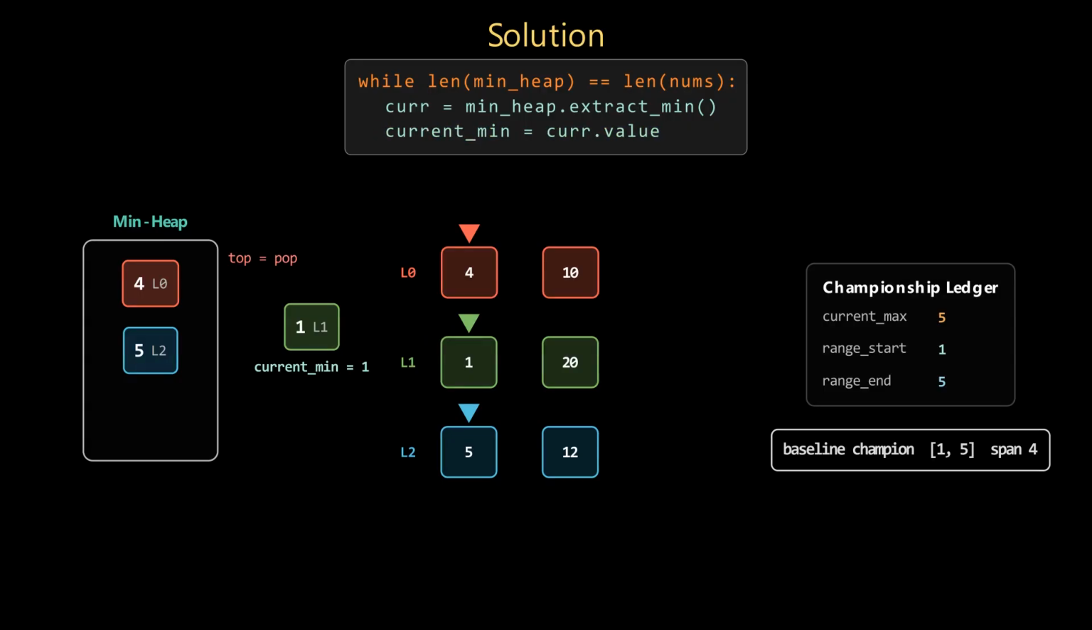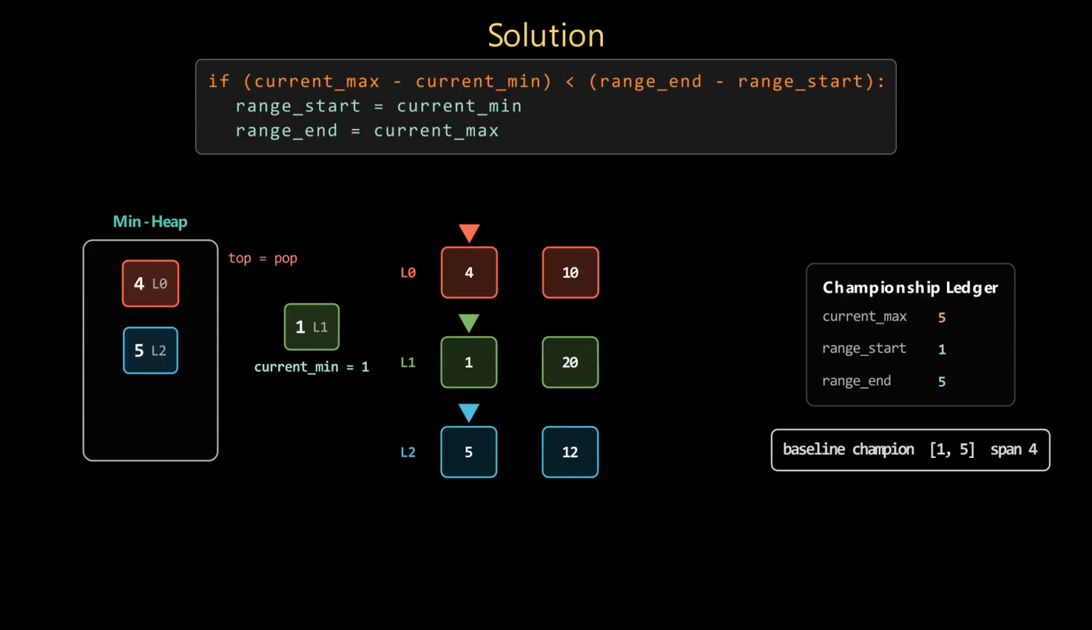At the start of every extraction, we check if our active window is tighter than our previous champion record. We compare the distance between our current maximum and minimum against our leaderboard. If the new span is strictly smaller, we update our victory coordinates. Since our initial span of 4 simply matches our current record, the ledger parameters hold steady.